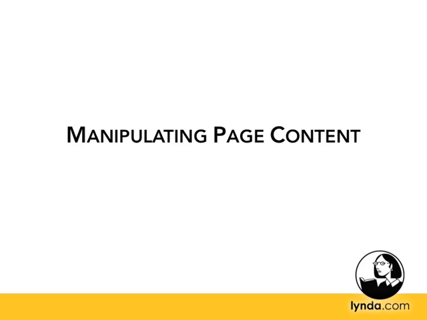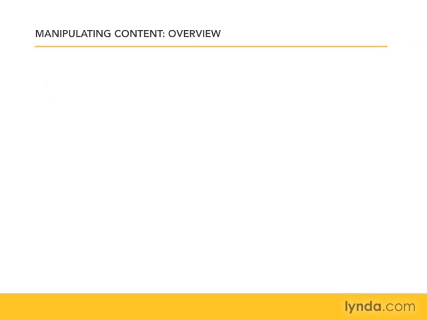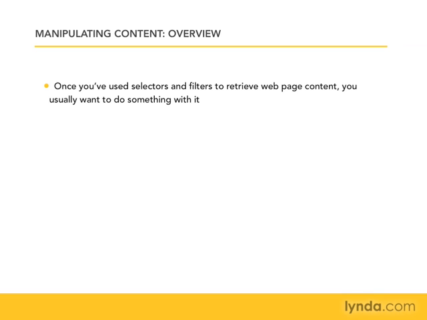Although retrieving content from the page is pretty cool in and of itself, typically that's not enough. Usually you need ways to manipulate the page content once you have it, and luckily jQuery gives us some really good ways of doing that, and that's what we're going to examine in this section. Once you've used the selectors and filters to get the content out of the web page, typically you're going to want to do something with it.